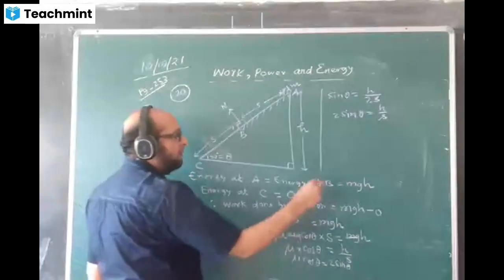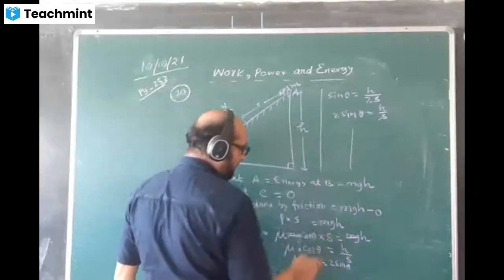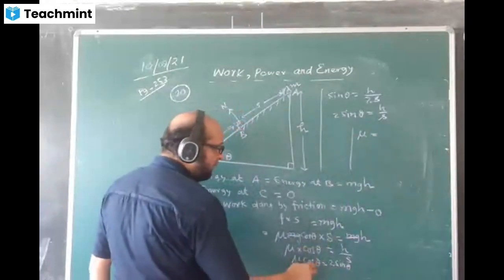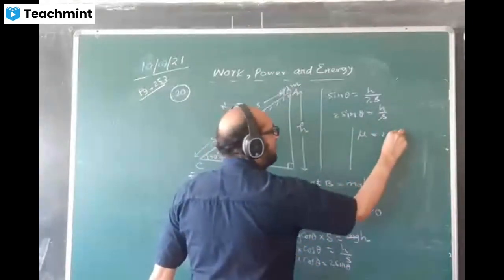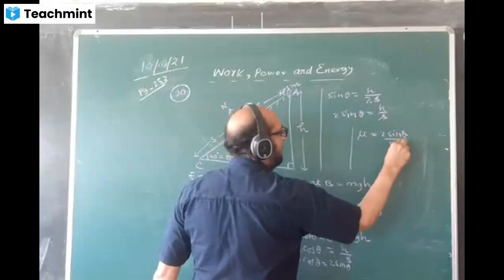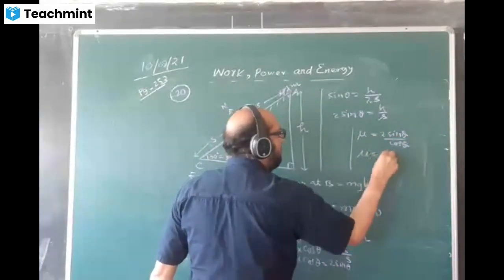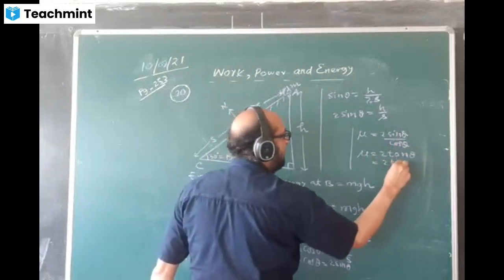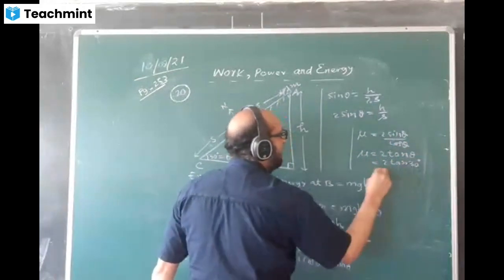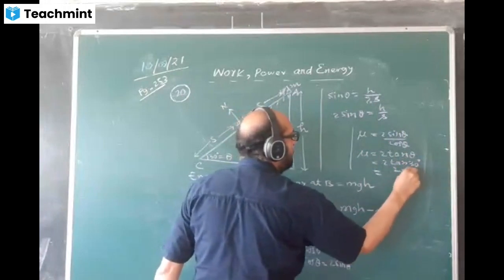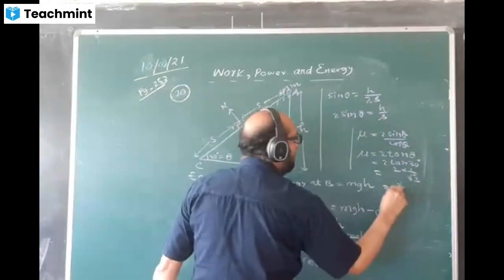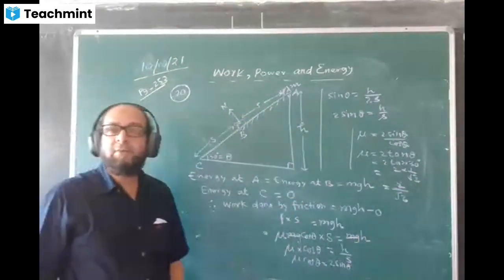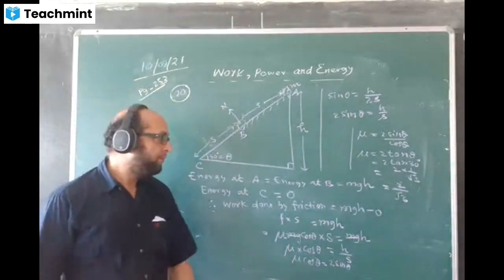Therefore, how much will the mu value come? Mu is equal to 2 sine theta by cos theta, which becomes 2 tan theta. At last, I'll put the value 2 tan 30 degree. The value of tan 30 is 1 by root 3. Your answer will come 2 by root 3. Please check the answer in the calculator. 2 divided by root 3, how much does it come?